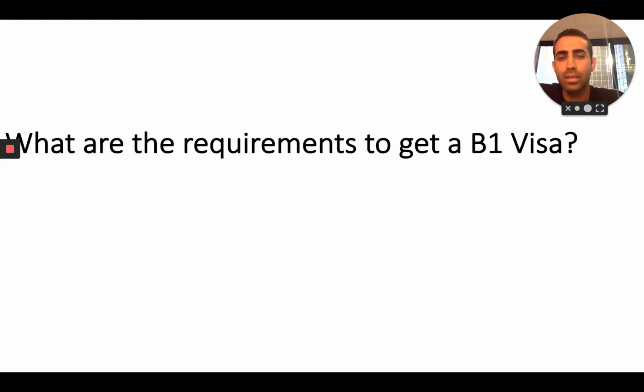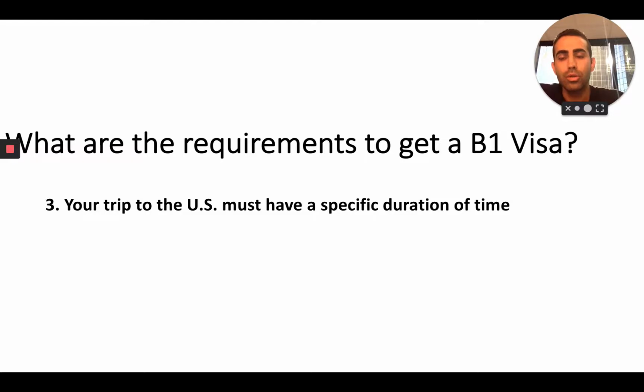Next requirement we're going to discuss is that your trip to the US must have a specific duration of time. So how would you prove this? So let's say that you are seeking a B1 visa to attend a conference, and the conference is from July 1st to July 7th. You would show evidence of your invitation or ticket to attend that conference with the dates, and you could also show a return flight that's already booked to be leaving at the end of the conference. So that's the third requirement.